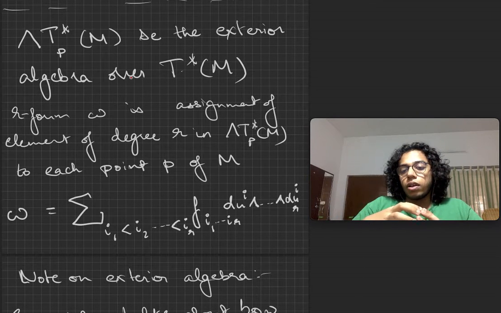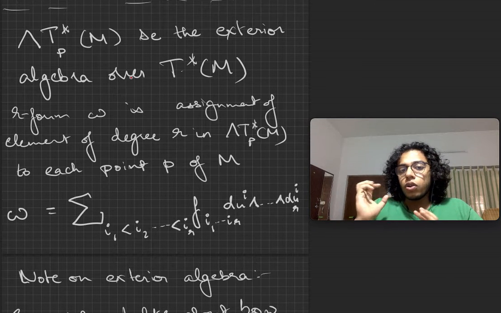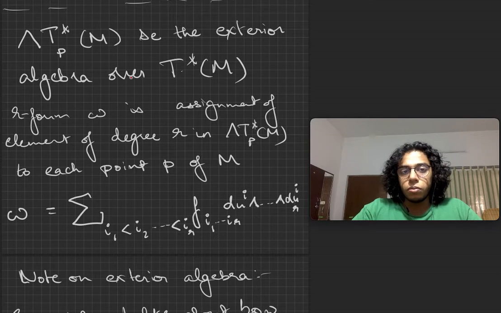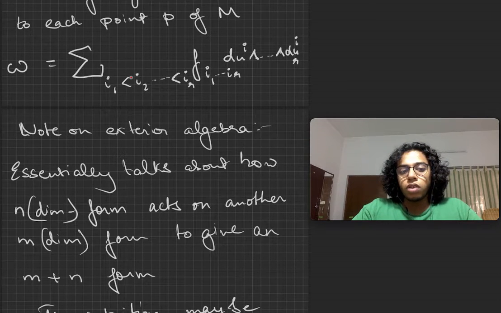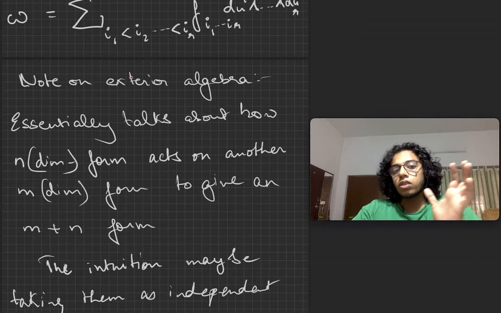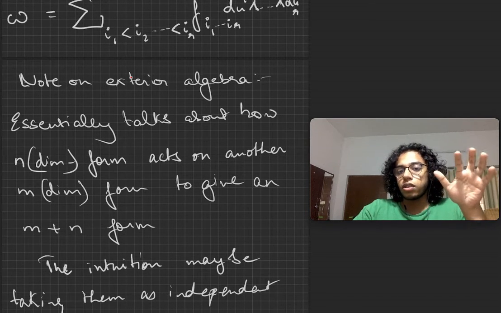Connect would probably be a misleading word, but basically you can link two manifolds using the exterior algebra, right? So essentially it talks about how an n dimensional form acts on another m dimensional form to give an m plus n dimensional form. So this is what your exterior algebra means, right?